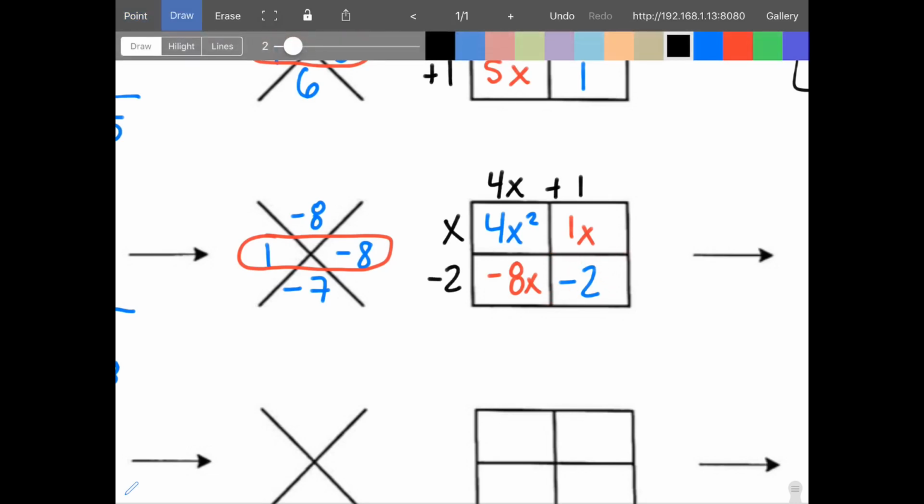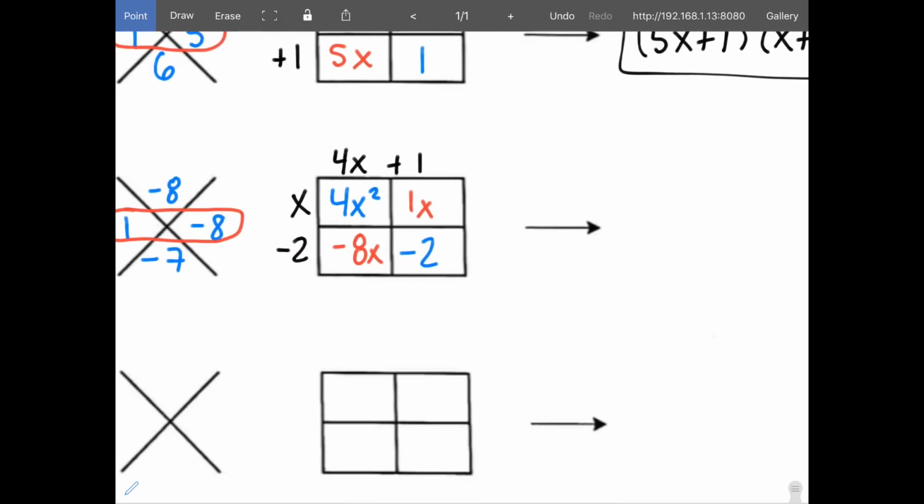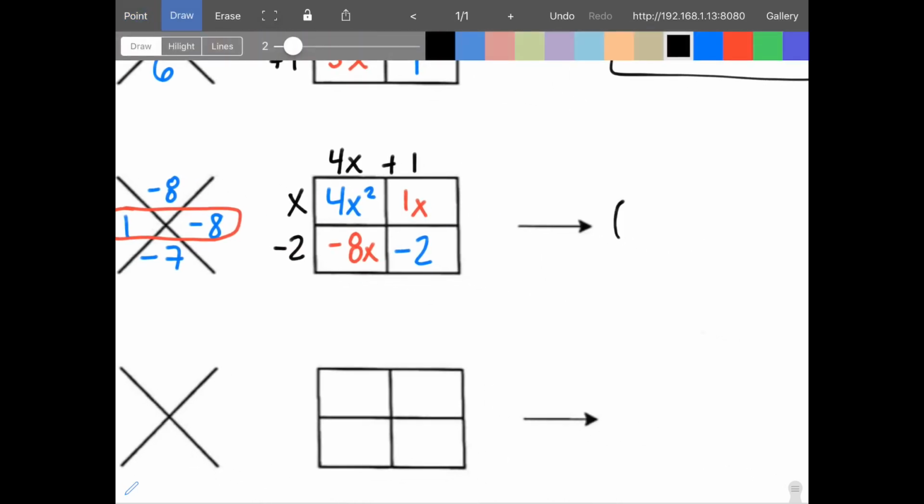But just to check too, we're going to look here. -8x and -2 have a -2 in common, right? It's the greatest common factor, the greatest thing we can pull out of those two numbers. Okay, and then that's it. 4x plus 1 and x minus 2. And that's our final answer.